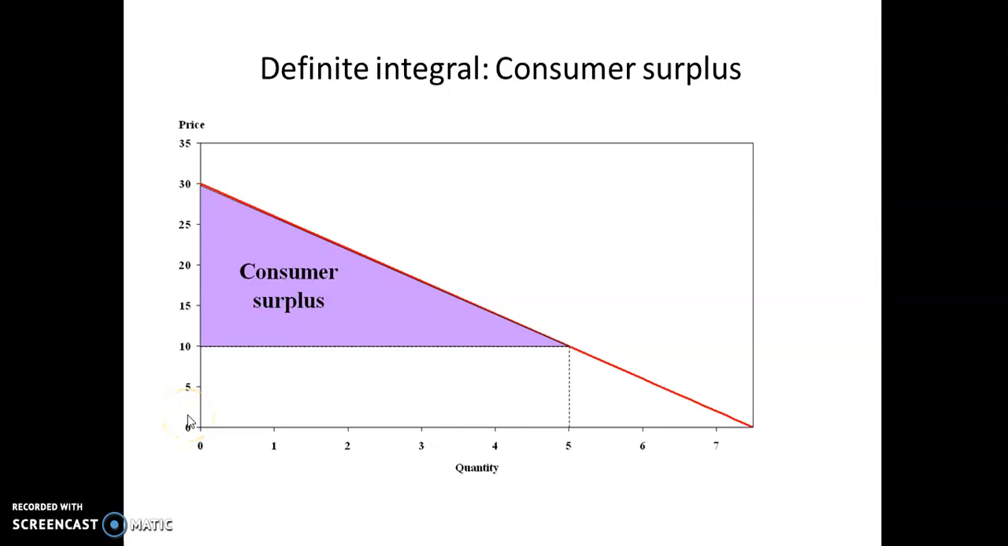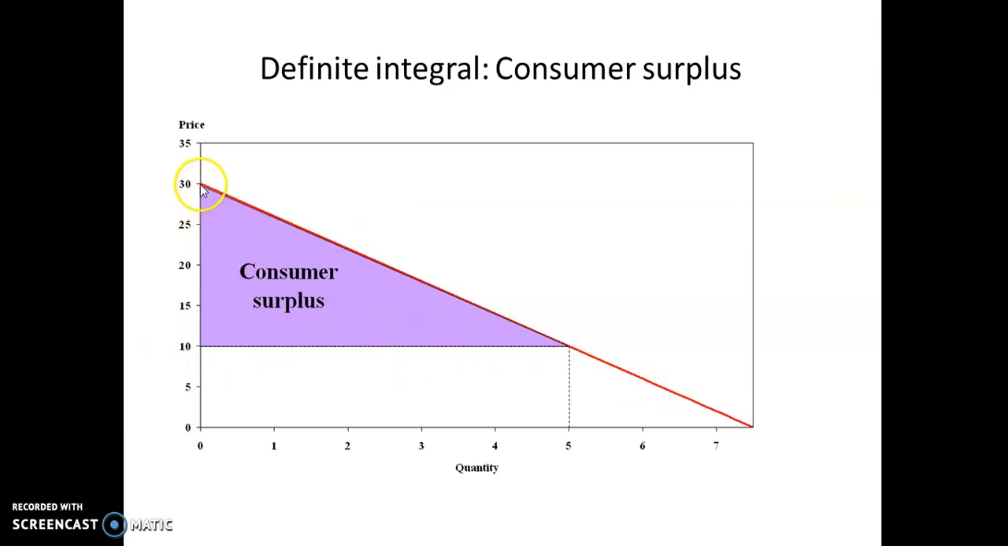Our first application to calculate the area below a curve using definite integrals is going to be consumer surplus. So I've just jumped ahead to the next slide so that we can physically see the area before we do the calculation. Now, consumer surplus is the area below the demand curve, but above the price.